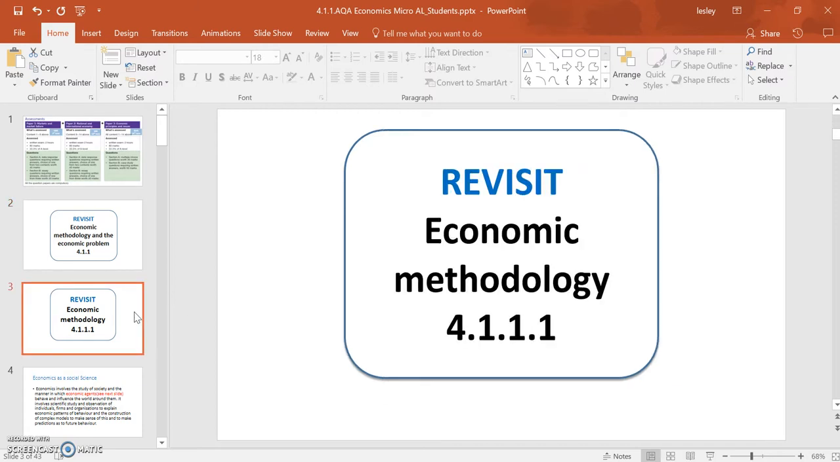So if we revisit the methodology, my advice to you at this point would be to make sure you've got your AS book, your year 12 book rather. You could rewrite it in your A-level book. You would be perfectly okay to be tested on this sort of stuff. So please don't keep it in your AS book and then forget about it. You really do need to be aware of this.